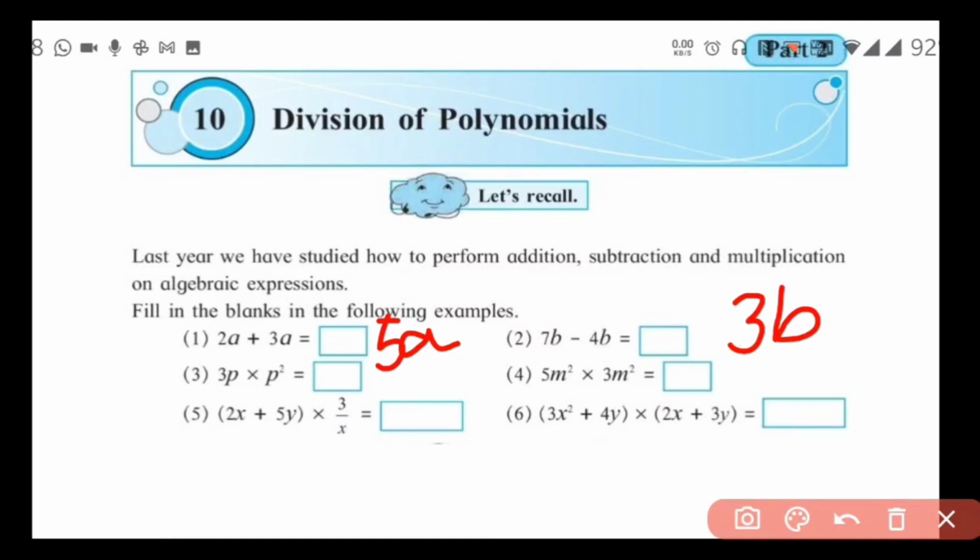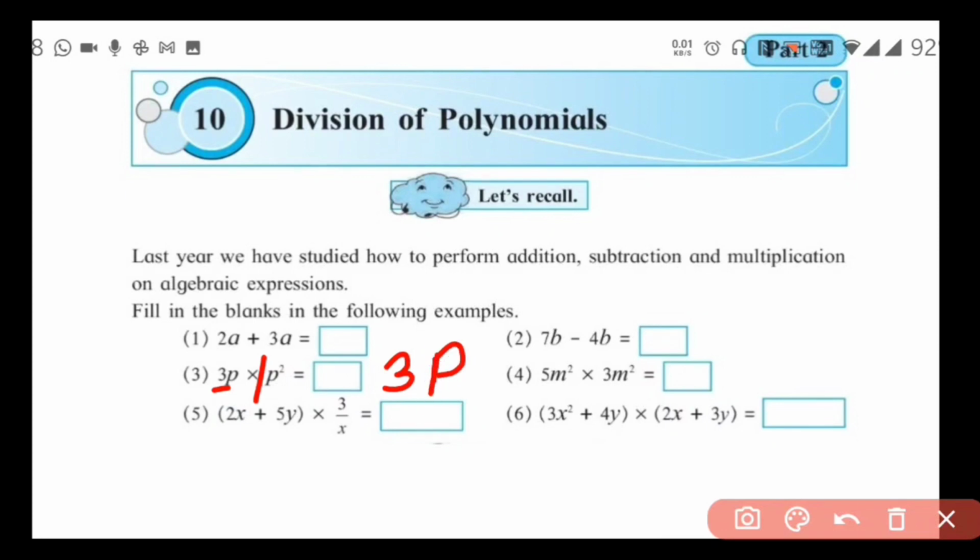Now let us see how to do multiplication. 3p multiplied by p square. So in multiplication we multiply the coefficients also and we multiply the variables also. As you all can see, in the first expression the coefficient is 3, and in second expression we cannot see any coefficient, means always 1 is there. So 3 ones are 3. And while multiplying the variables, what we have to see? We have to see if the base is common. As we can see, p, same base is there. So we write the base one time.